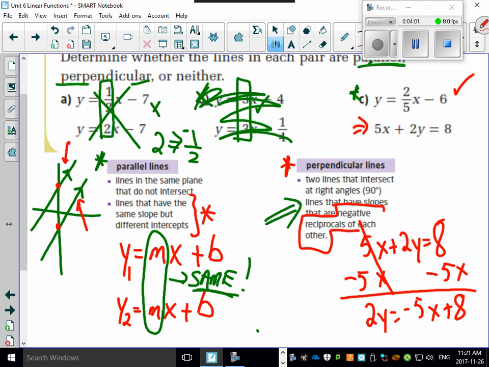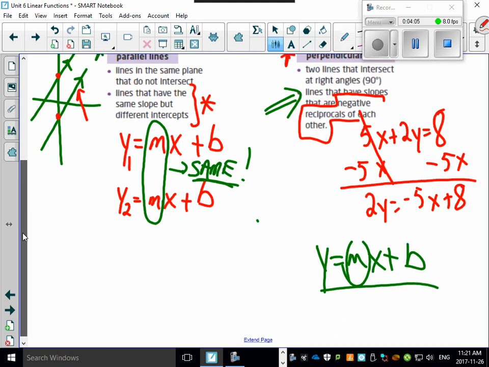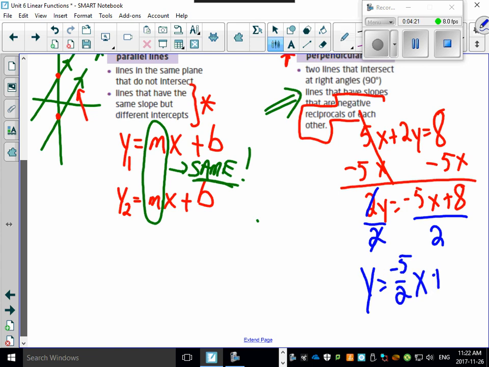So we're close. We're almost there. Let's keep doing the algebra and solve this. We want it as y equals, so we get rid of the 2. Divide this by 2. Divide that by 2. That's gone, leaving you y equals minus 5/2 x plus, don't forget, 8/2 is 4. So you have to divide both elements. Now, there's our slope, minus 5/2.